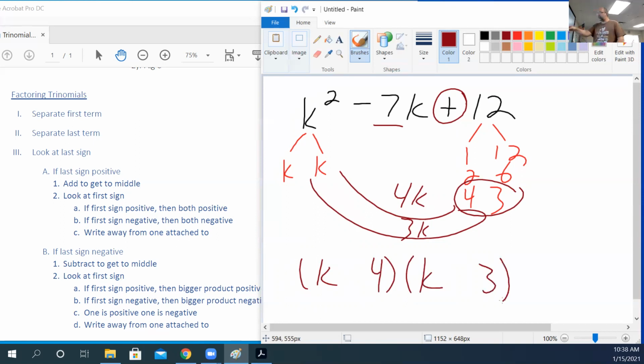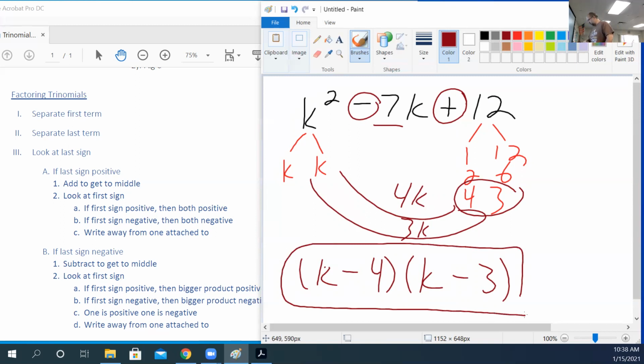And since we're in group A, we look at the first sign. First sign is negative. So under group A, if the first sign is negative, they're both negative. There's our answer. All right, good job. You can pause any time if you need to.